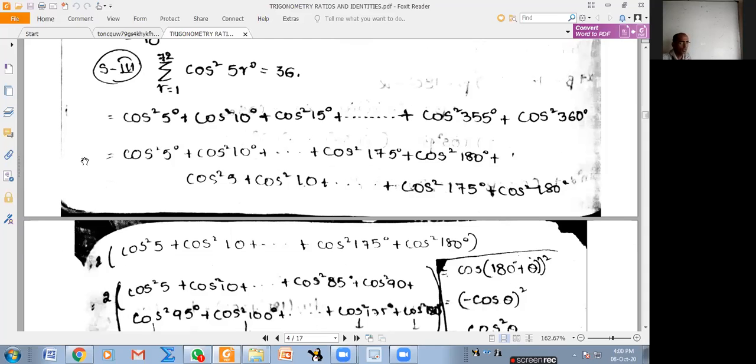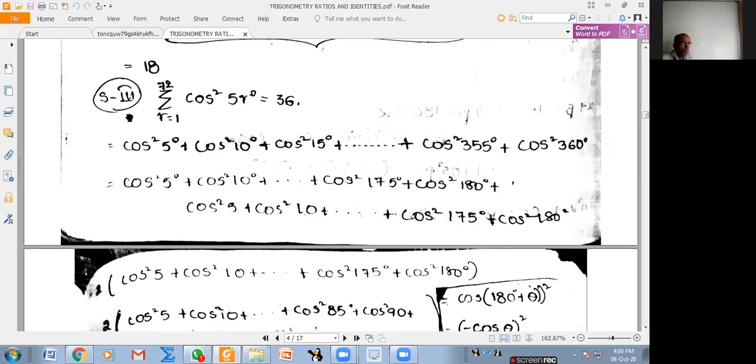No theory today, only questions. Okay, so coming to this third one here. Sigma r equal to 1 to 72 cos square 5r degrees. r equal to 1 to 72 means 72 terms. And when I write all of them, it is 5, 10, 15, up to 360.